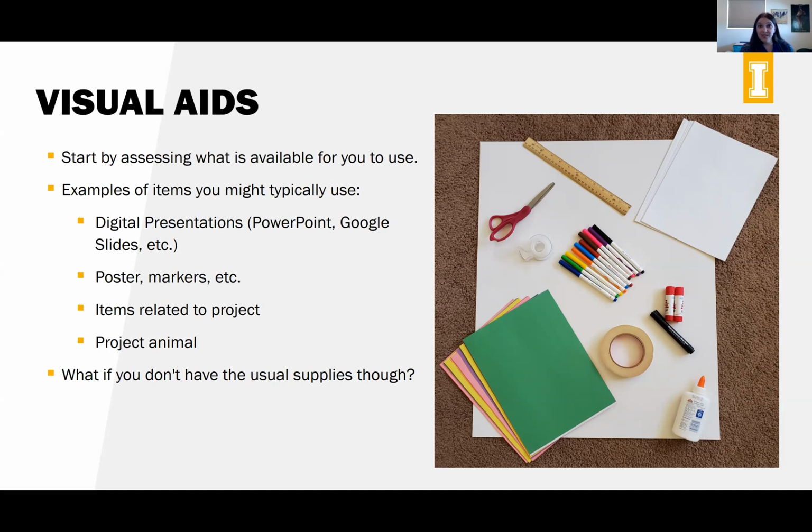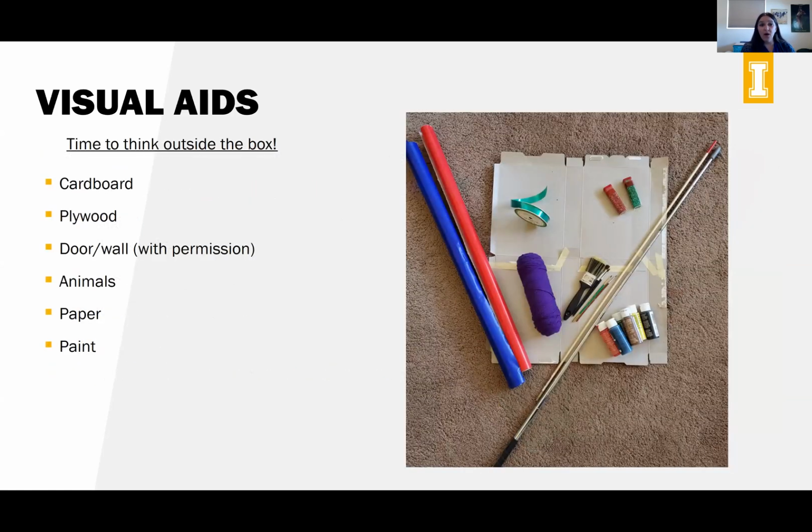The picture here shows some things that I was able to gather in my house. I was the person who went to the grocery store as well, so I was able to pick up a poster board. I didn't actually have the poster board, but I was able to grab that pretty quickly as I went through the grocery store. But I had paper and markers and glue and tape and scissors and all of those things already available to me. But what if you don't have the usual supplies? What if those things aren't available?